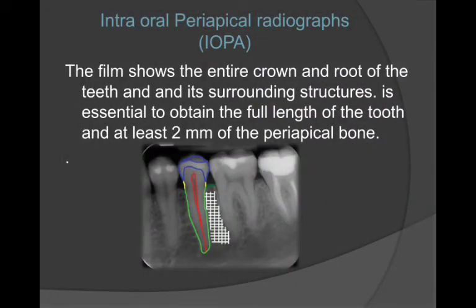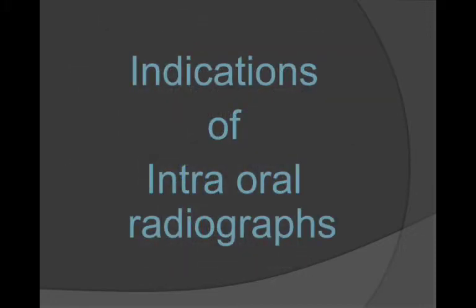Intraoral periapical radiographs. The film shows the internal crown and root of teeth and its surrounding structures. It's essential to obtain the full length of the tooth and at least 2 mm of periapical bone. Here it is clear that the film shows the full length crown and surrounding periapical bone. Indications of intraoral radiographs.